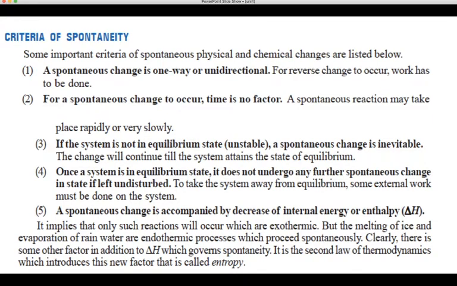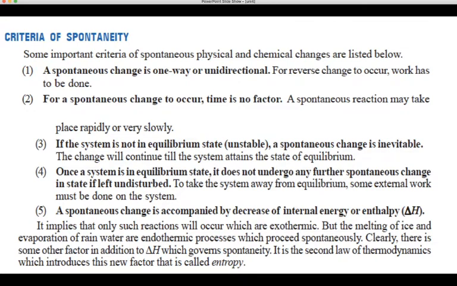It implies that only such reactions will occur which are exothermic, but the melting of ice and evaporation of rainwater are endothermic processes which proceed spontaneously. There are several reactions that are endothermic as well. Those are also known as spontaneous reactions, like evaporation of rainwater or melting of ice. These are endothermic reactions.